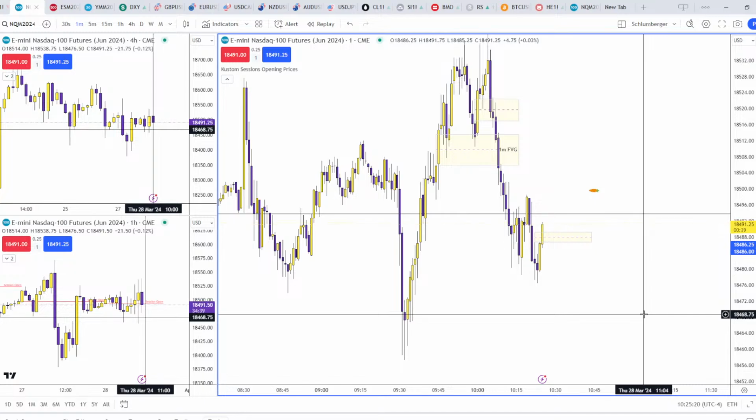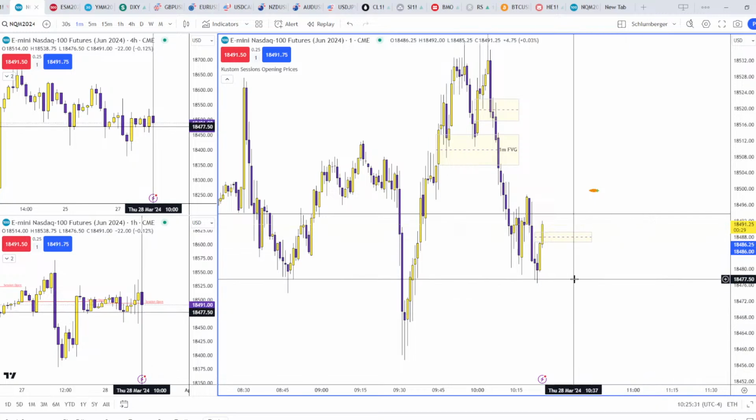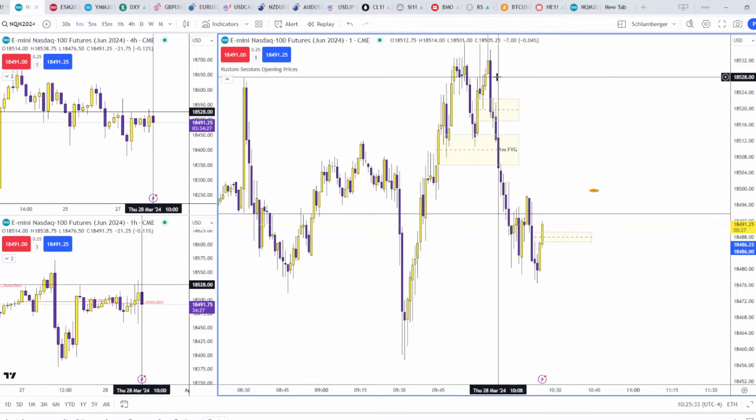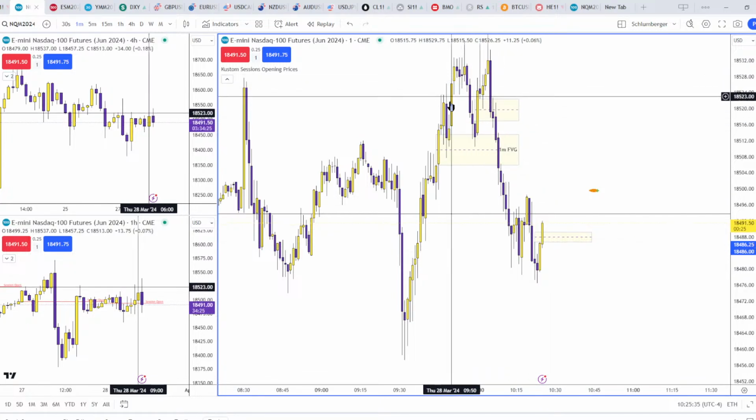You want to see a body get above this now? And then you start trading from one to the other, wherever that reversal one was there.